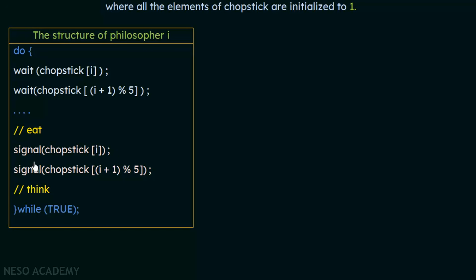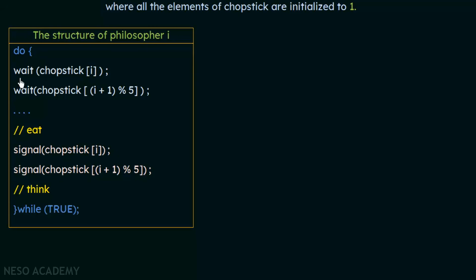So what will he do? He'll have to use the signal operation on the chopsticks. The same chopsticks that he used here, he will be executing the signal operations for those chopsticks. So signal of chopstick I and signal of chopstick I plus 1 mod 5. That means he has released the chopsticks and then he will start thinking again.